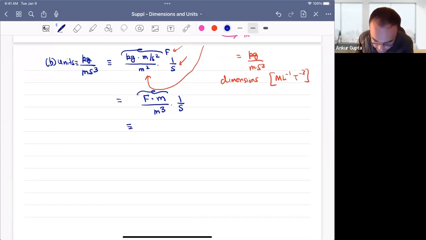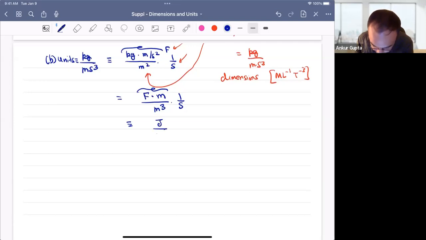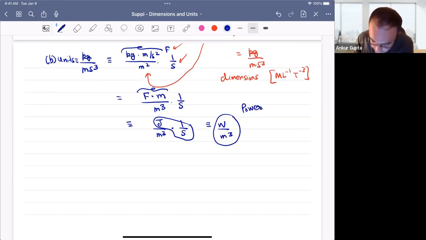So essentially this is energy, or rather joule, simply joule by meter cube. And then I have 1 by second, and joule by second is watt per meter cube. So this is another way to think about this number. E is actually power density. Power, which is watt per unit volume. It's a beautiful way to see how you can connect.